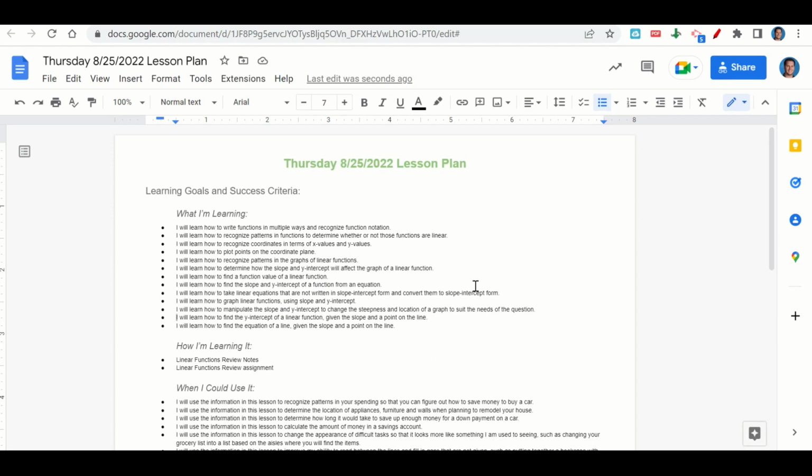how to take linear equations that are not written in slope-intercept form and convert them to slope-intercept form, how to graph linear functions using slope and y-intercept, how to manipulate the slope and y-intercept to change the steepness and location of a graph to suit the needs of a question, how to find the y-intercept of a linear function given the slope and a point on the line, and how to find the equation of a line given the slope and a point on the line. How are we learning it? Through the linear functions review notes and linear functions review assignment.